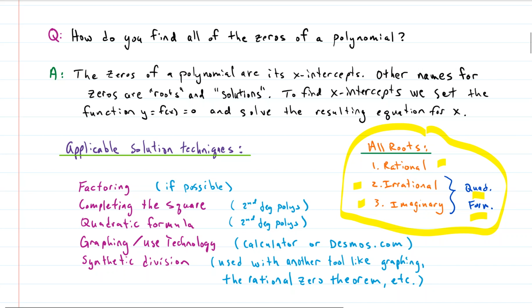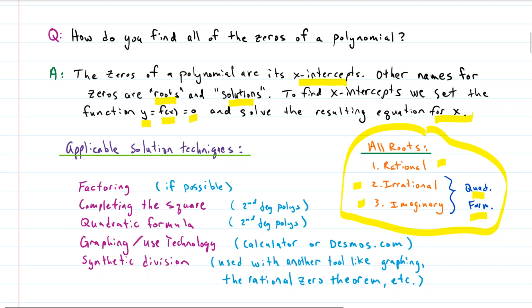But here are some ways you can find roots. And when I say roots, really roots are just x-intercepts. We should point that out because that's actually kind of important. You can call them roots, you can call them solutions, but really you're just finding x-intercepts. When you find an x-intercept, all you do is set the function y, or f of x, however it may appear, equal to 0, and then you solve the resulting equation for x.